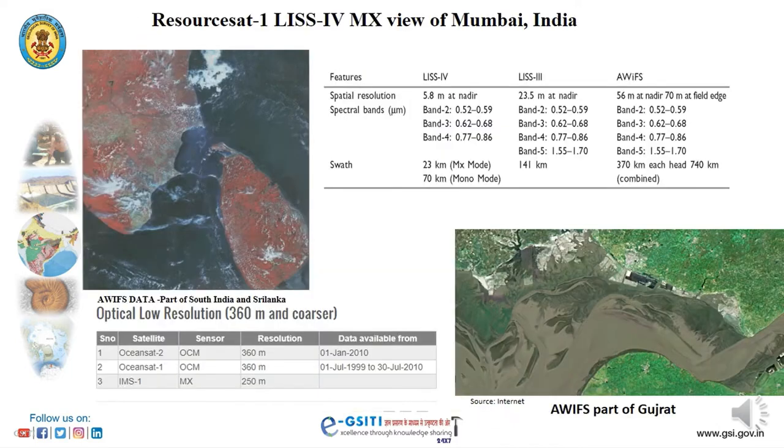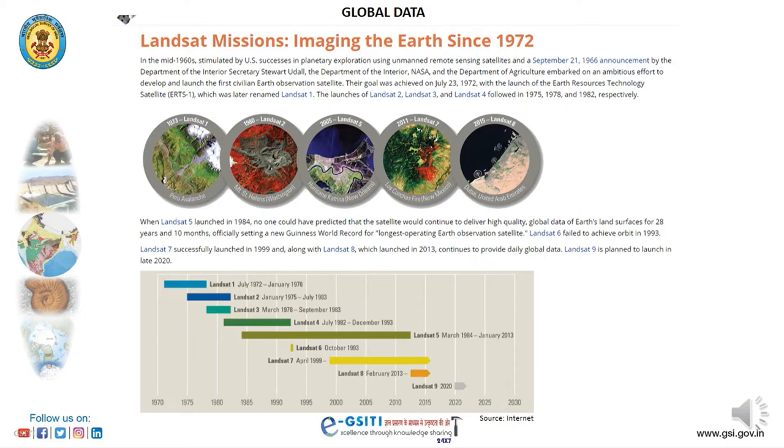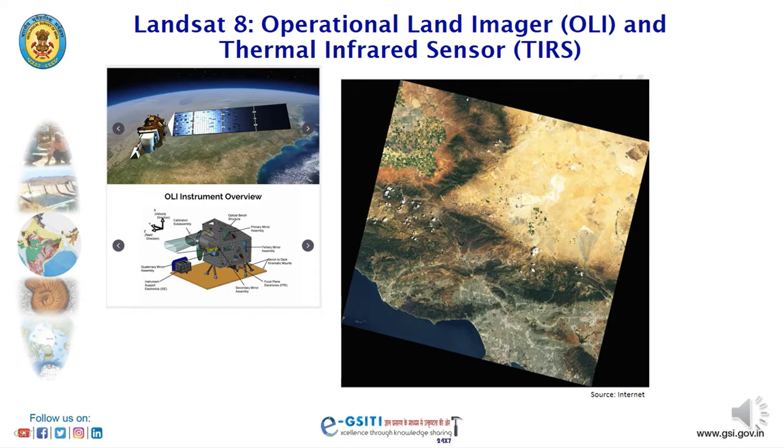Coming to the global data series, the Landsat missions have data from 1978 onwards with Landsat 1, and currently from 2013 onwards Landsat 8 is covering our entire globe and giving the data. Various applications of Earth observation studies are done by these Landsat missions. Landsat 8 carries the Operational Land Imager, OLI, and the Thermal Infrared Sensor.